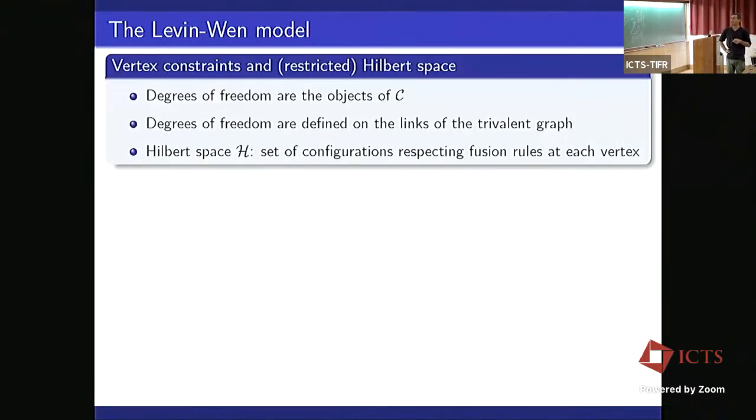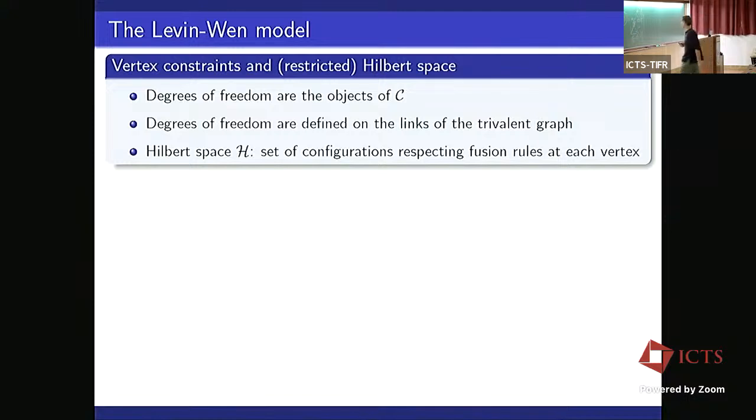As I explained at the very beginning, the microscopic degrees of freedom of the model will be the objects of the input category C. They are defined on the links of the graph that I consider, so it has to be trivalent. And what is important to keep in mind is that the Hilbert space of my system is defined as the set of all configurations respecting the fusion rules at each vertex.